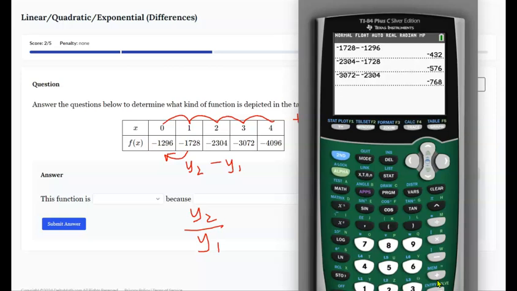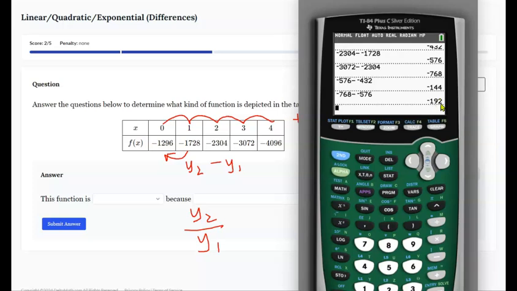So now what I'm going to do is check for a common second difference with these values. So I'm going to do 576 minus negative 432. And then I'll do negative 768 minus negative 576. So here we go. Negative 576 subtract negative 432. That has a common difference of 144. Negative 768 subtract negative 576, and that has a difference of negative 192.